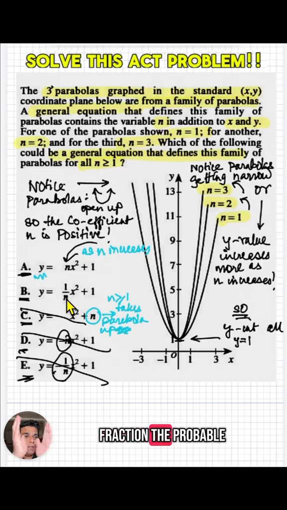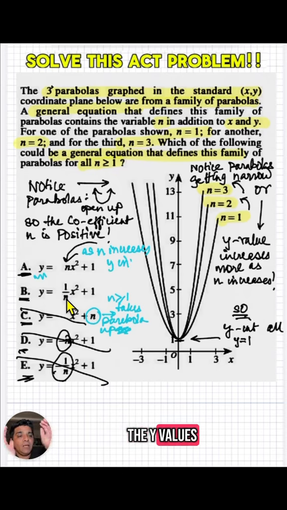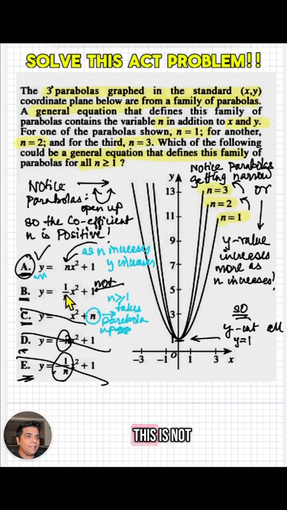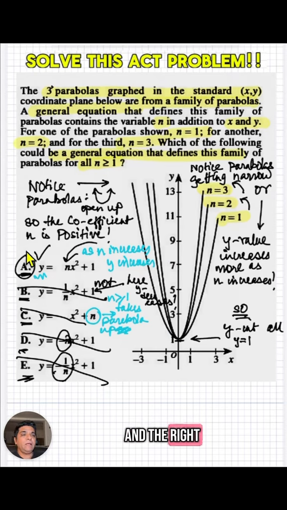If it's a fraction, the y values will not increase as much, okay? So as n increases, the y increases. So our choice is going to be choice A, the correct answer. This is not the correct answer, choice B, because the 1 over n, the fraction, is not going to make the y value increase more and more and more, okay? And so we cancel B and the right choice is A.